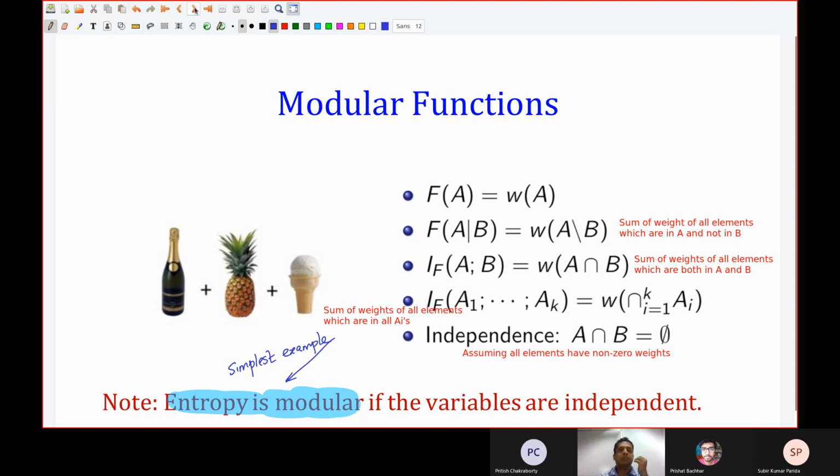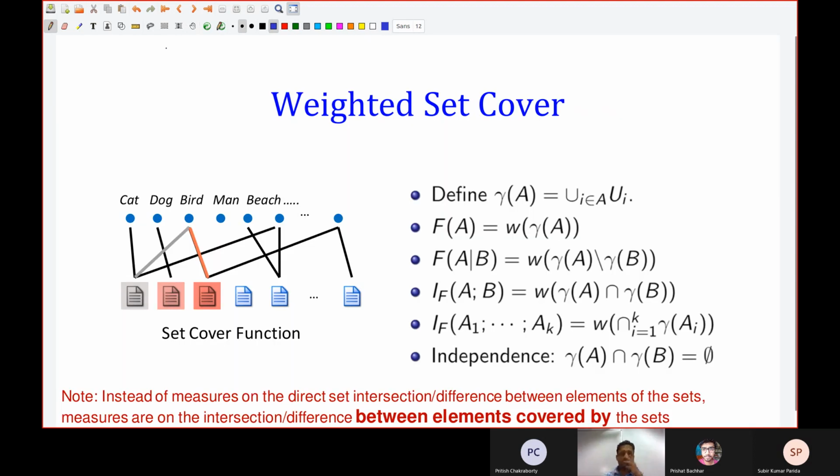But let's look at weighted set cover. Yeah, I'm trying to give some explanation. So read the text a little bit more, and we'll also keep writing as we describe. So gamma will be the elements covered. So let's just recall, right?